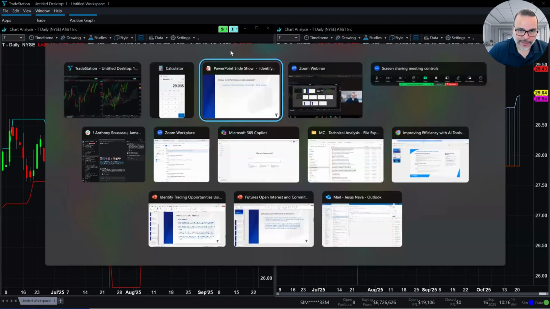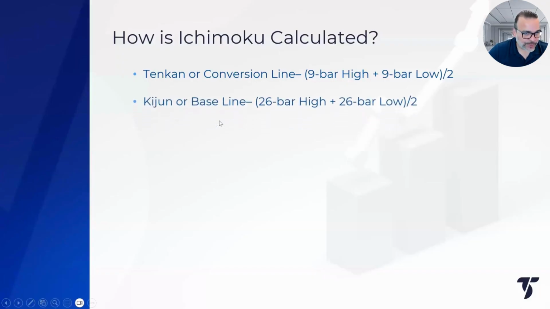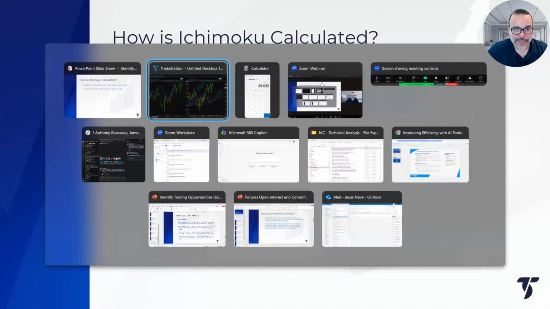Let's go back here to my PowerPoint. The Kijun is the other line that pretty much goes along it, and it's also called the baseline. It's the same concept, but instead of looking at 9 bars back, it looks at 26 bars back. Let's go back here to my chart.